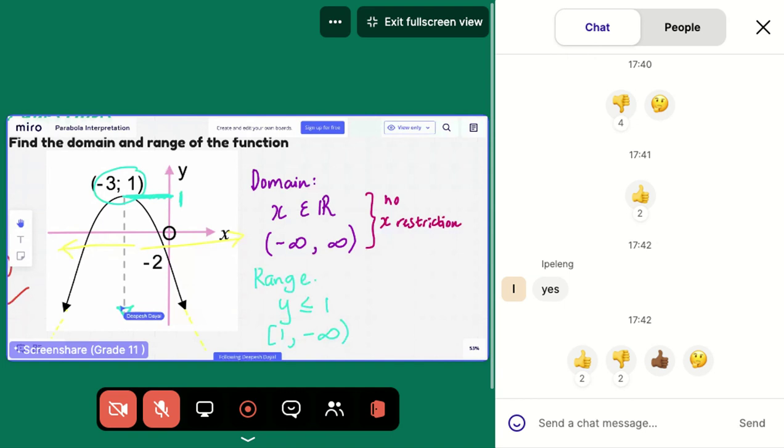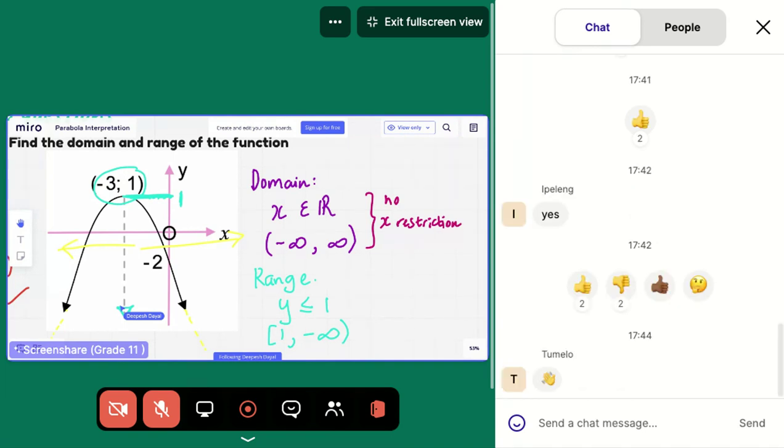Any questions related to this? You're welcome to type in the chat. Nope. Okay, so the domain is x. It can be any x values, positive or negative. Range, it will go down.